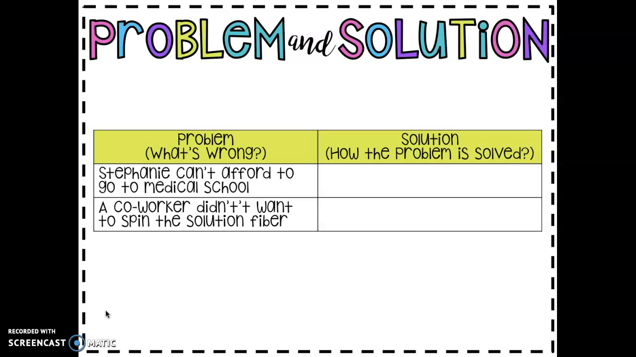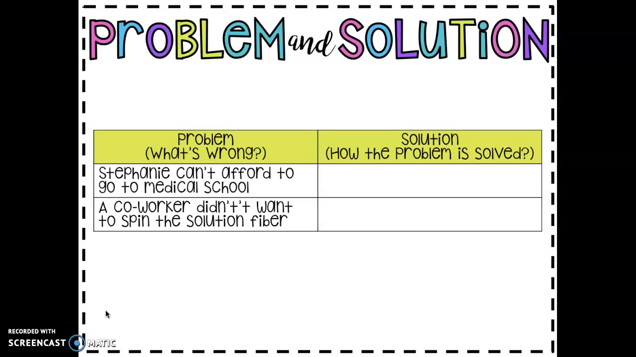Now let's practice some problems and solutions. Now remember, I mentioned a problem has to do with what's wrong in the story and a solution has to do with how the problem is solved. Now I've given you a problem from the text, and the problem in the text is Stephanie can't afford to go to medical school. Now in that same paragraph where we see that problem, there's also a solution.